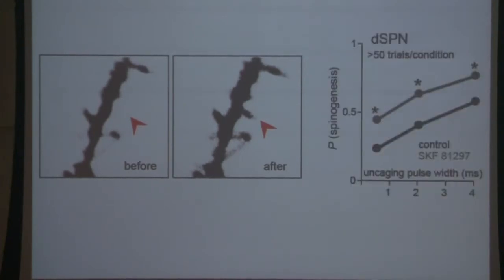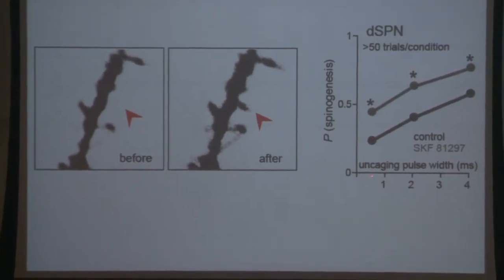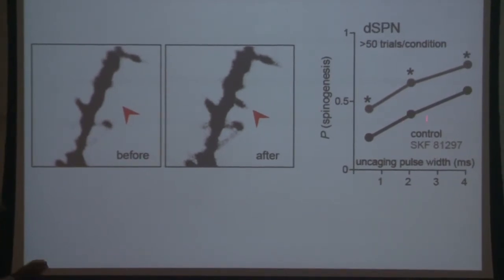And furthermore, as I mentioned, it is sensitive to the activation of D1 receptors. And so here, the way we typically do the experiment is to probe the efficiency of growing a new spine when we use a short uncaging pulse of just 500 microseconds, a longer one of 2 milliseconds, or a really long one of 4 milliseconds. And so this releases more and more glutamate, and you can see that with more glutamate activation, the probability of growing a spine goes up.